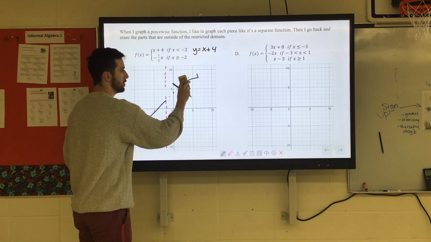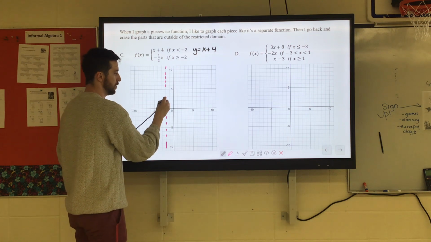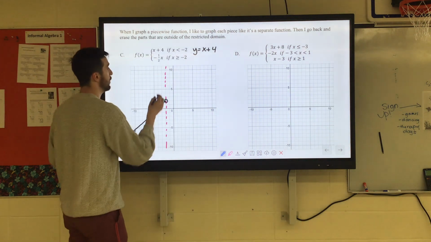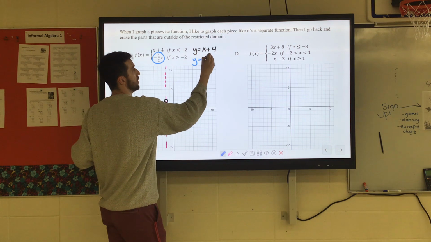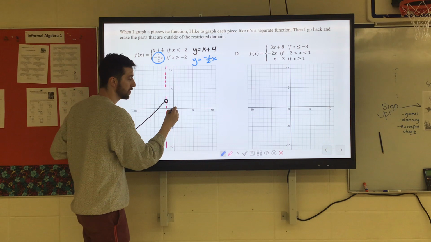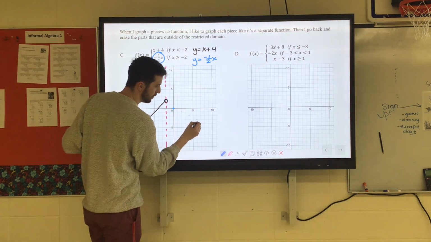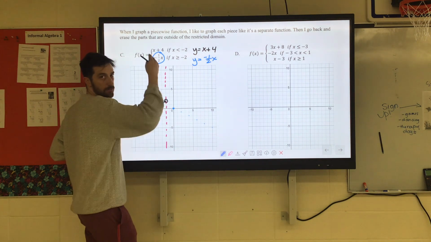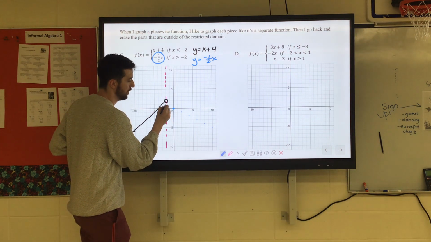So we're going to erase all the stuff to the right of that -2, because that wouldn't be included in this piece. As soon as we hit the -2, we're graphing this line: y equals -1/2 x. Now that has a y-intercept of 0, and the slope is -1/2, which means down 1, right 2, down 1, right 2, down 1, right 2. So we want to include every part of this line that is to the right of our dividing line of x equals -2. So if I wanted to backtrack, I could go up 1, left 2.